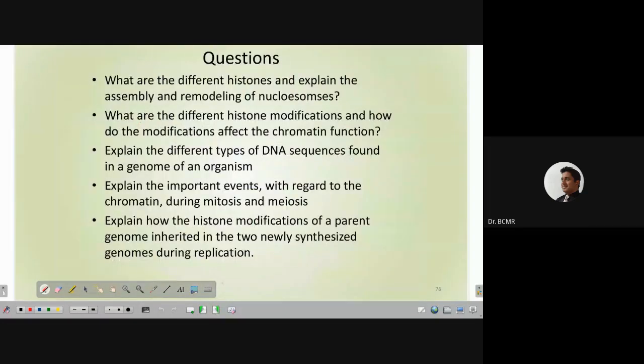So these are some of the questions. I don't need you to, but I think you should know, many times in examinations, they ask this for an essay question. Higher order chromatin structure, describe it. And when you are describing, you should be able to tell the components of it. You should also be able to tell the types of interactions and so on.